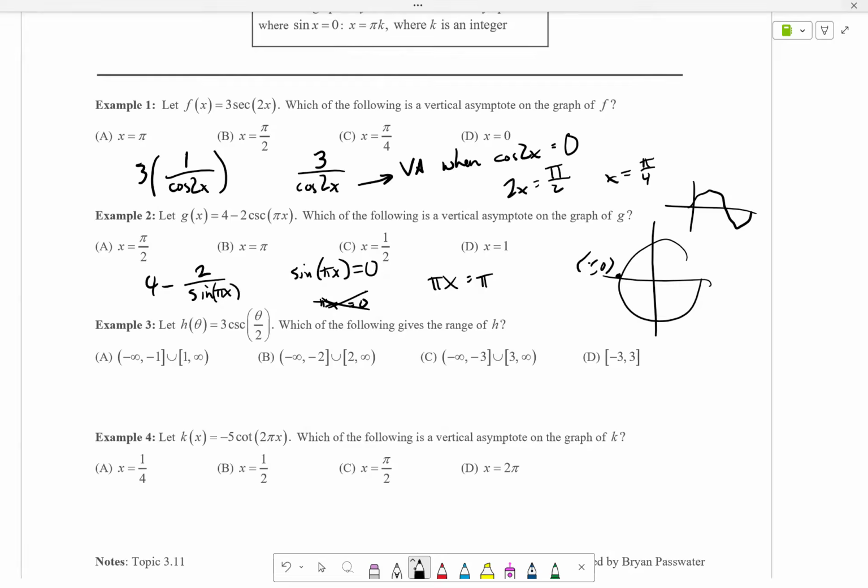Yeah, if this is a pi, then sine of pi is equal to 0. You just have to make sure that that argument is equal to pi. So from here we get x equals 1, which, yay, is one of our solutions.